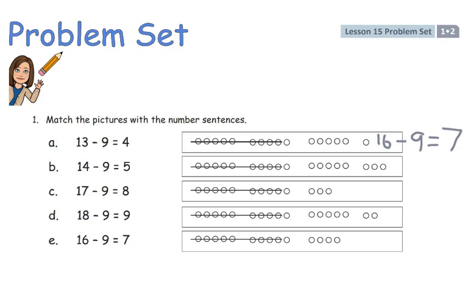So let's see. Letter A is 13 minus 9 equals 4. That's not the same. 14 minus 9, no. 17, no. 18. Oh, 16 minus 9 equals 7. So that's the one we want. So we're going to just write the letter E next to the picture like that. I don't want you to worry about drawing the lines because then it can kind of get confusing. So I just want you to write the letters, okay?